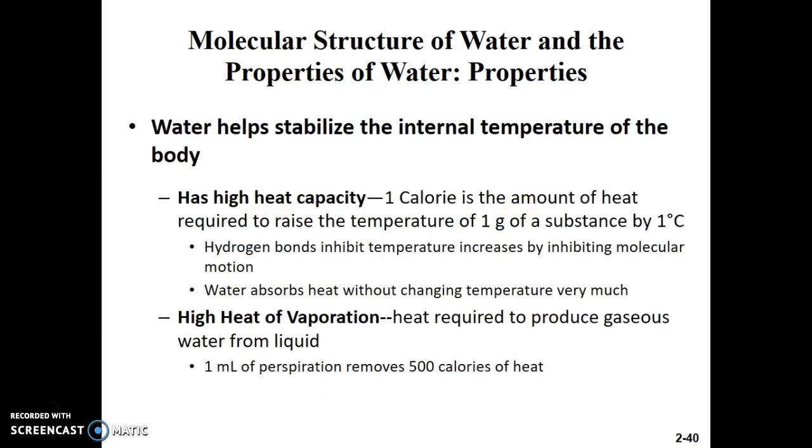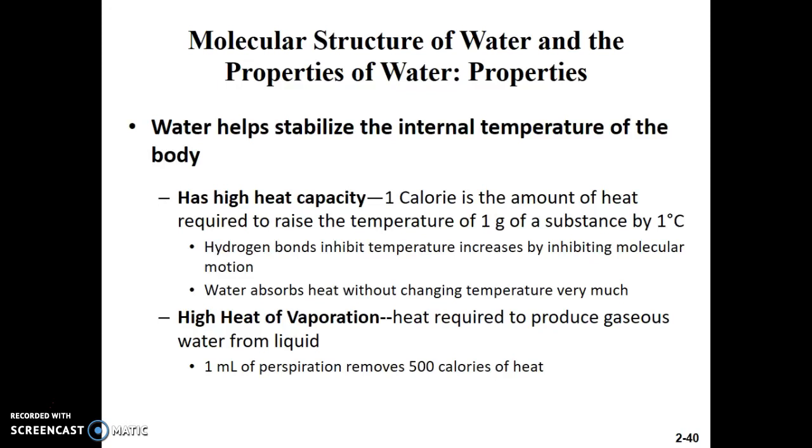Water is stable in temperatures. It's thermally stable. That's the best way to say it. It has a high heat capacity, which means it takes a lot of energy to raise water by 1 degree Celsius. Because of this, our body temperature doesn't fluctuate.